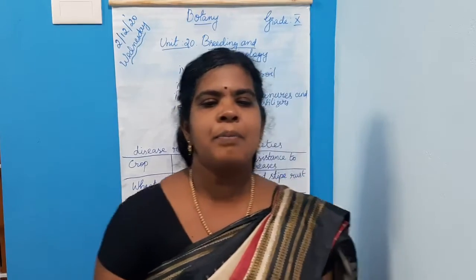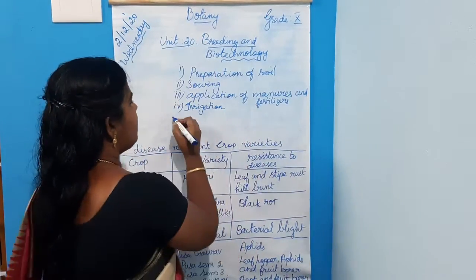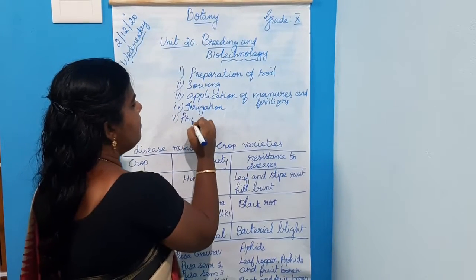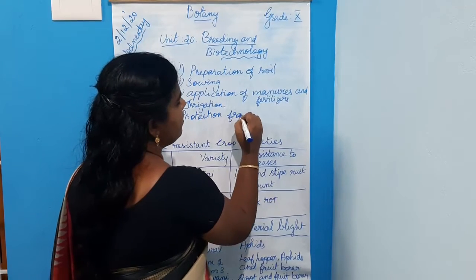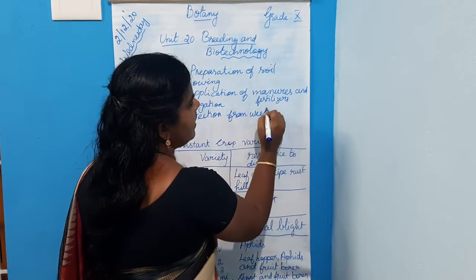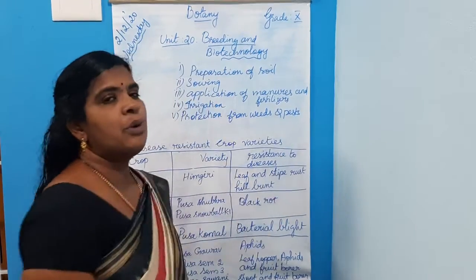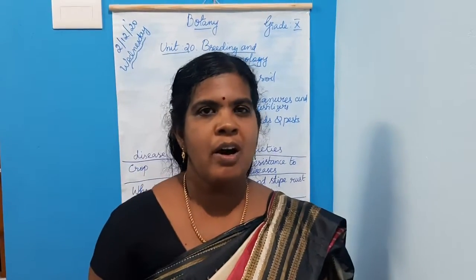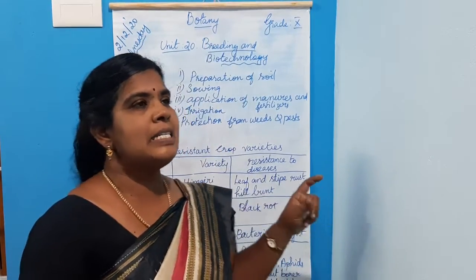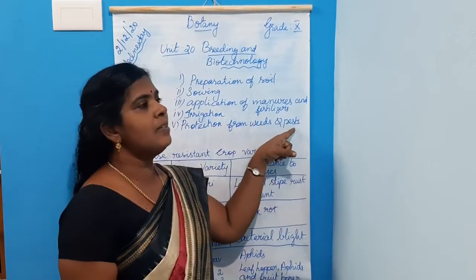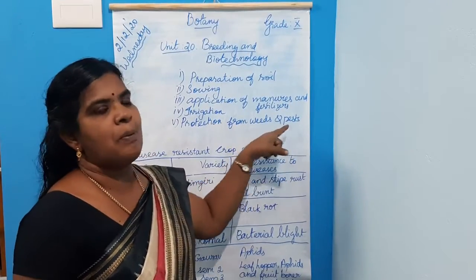The next step is protection from weeds and pests. What are weeds? Weeds are the unwanted plants which grow along with the crop plants. Pests are the insects which damage the crop plants.